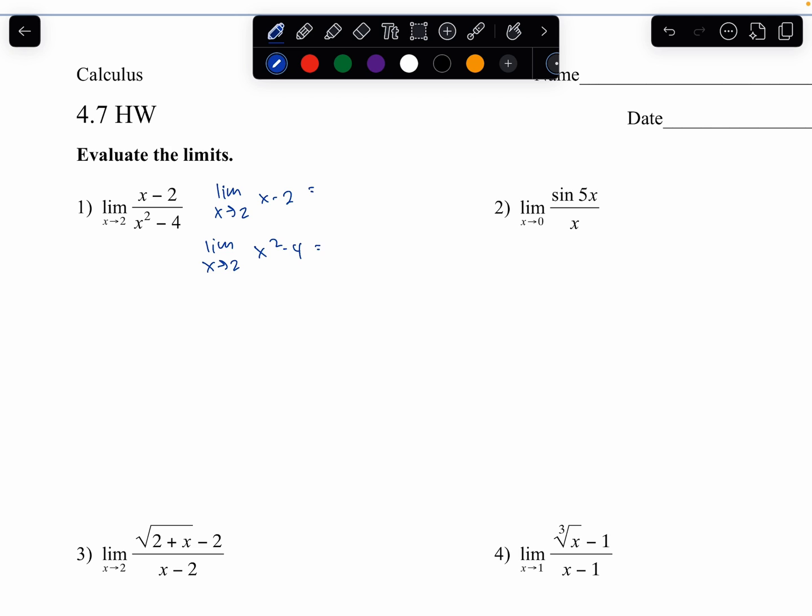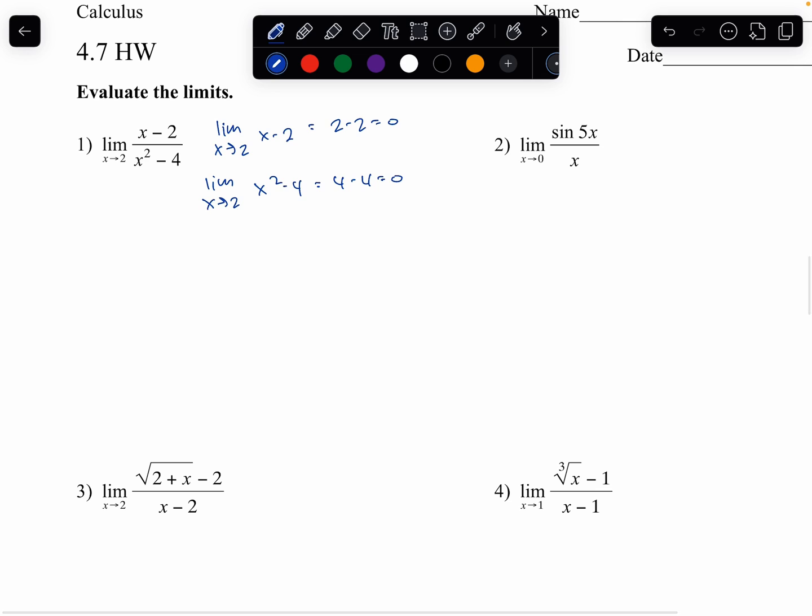So whenever we do this, we use substitution. We plug in 2, we get 2 minus 2, we get 0. And then if we plug in 2 here, we get 4 minus 4, which is equal to 0. So the numerator and the denominator, their limits are 0 and 0, which means we have an indeterminate form. And so now we can use L'Hopital's rule, which says that if we evaluate the limit and have an indeterminate form, then this limit is equal to the limit of the quotient of the derivatives. So not the quotient rule.